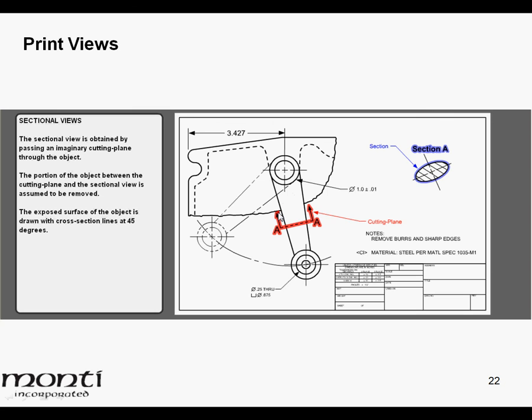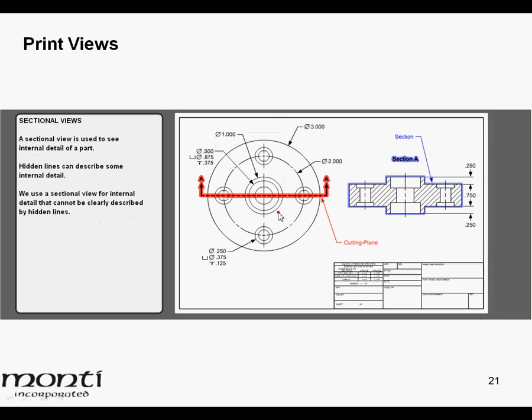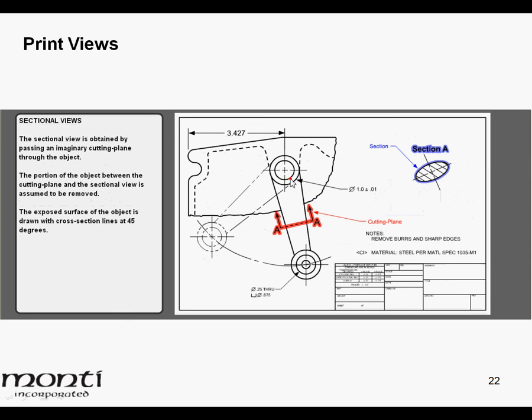Here's another example of a section view. We kind of just discussed this one. This is a round part that we've cut in half. Well, this is a little bit different. This is like a piece of a detailed drawing with just a little section. So the sectional view is obtained by passing an imaginary cutting plane through the object. The portion of the object between the cutting plane and the sectional view is assumed to be removed.